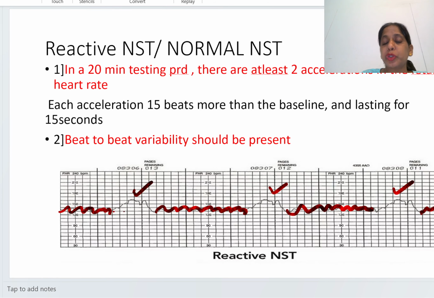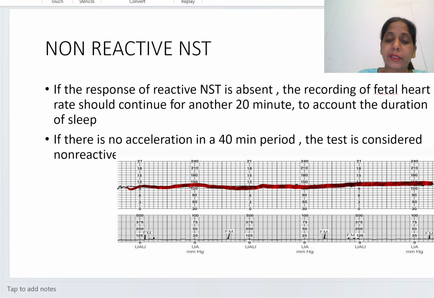Two accelerations should be there in 20 minutes, and one acceleration is 15 beats more than the baseline, and that beat increase should last at least for 15 seconds, and there should be beat to beat variability. And what is non-reactive NST? Non-reactive NST is when the beat to beat variability has gone and there is no acceleration.